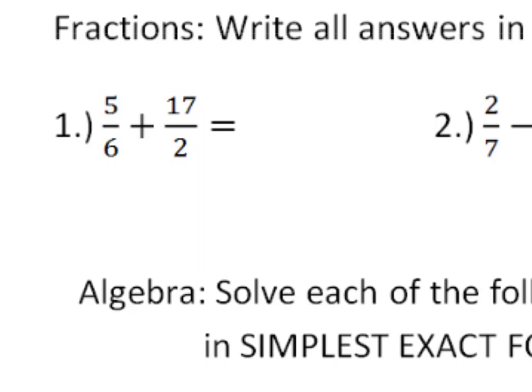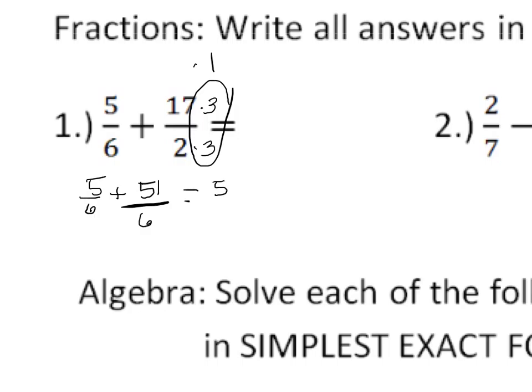In order to add fractions, you must have a common denominator. The least common multiple between 6 and 2 would be 6, so I can multiply that 2 times 3, which would give me a 6. But in order to not change the value of this fraction, I have to multiply by 3 on the top, because that creates a value of 1, and 1 times anything doesn't change the value. What I get when I do this is 5 over 6 for the first one, and then 17 times 3, which is 51, and 2 times 3 is 6. Now that they have a common denominator, I can add them together and we get 56 over 6.